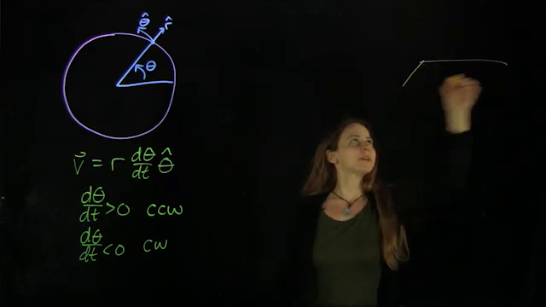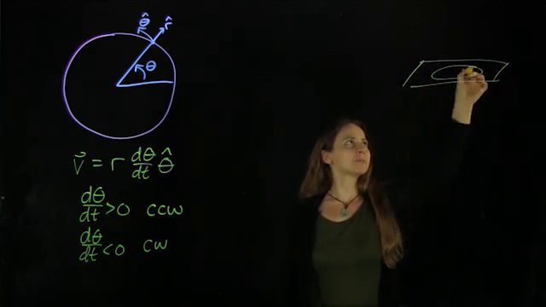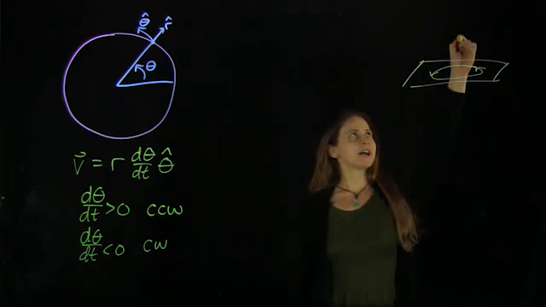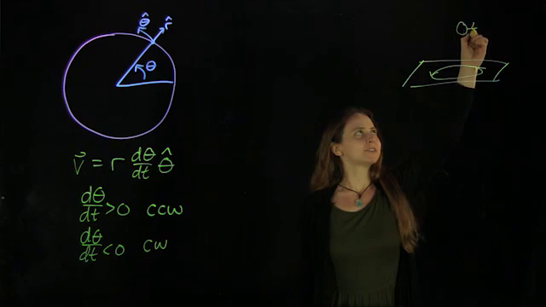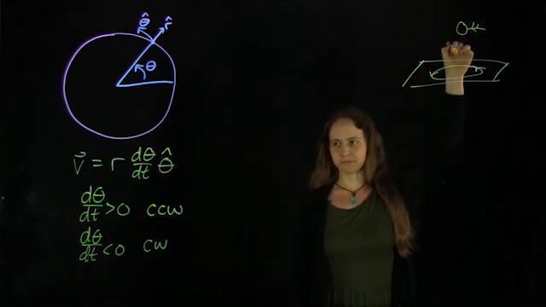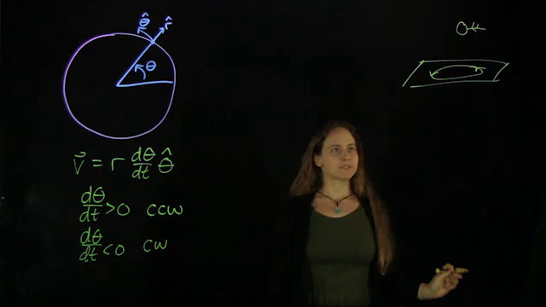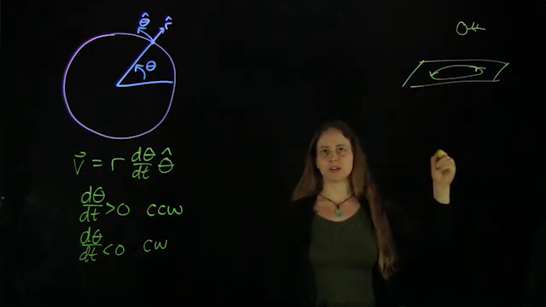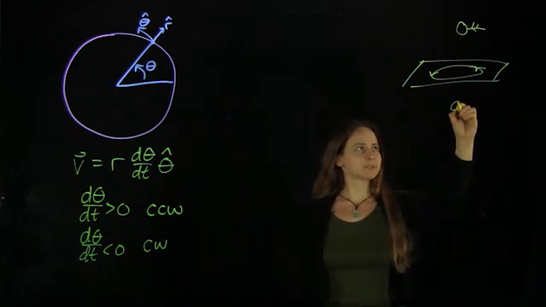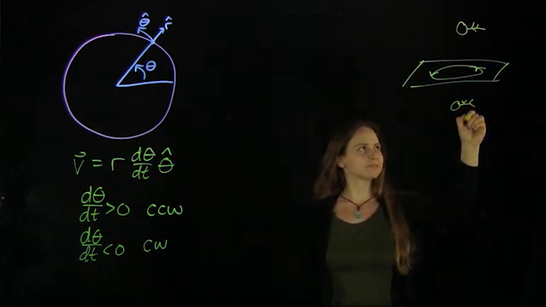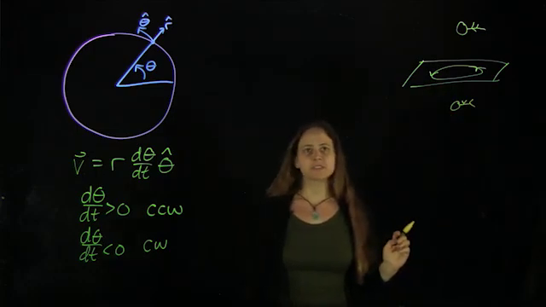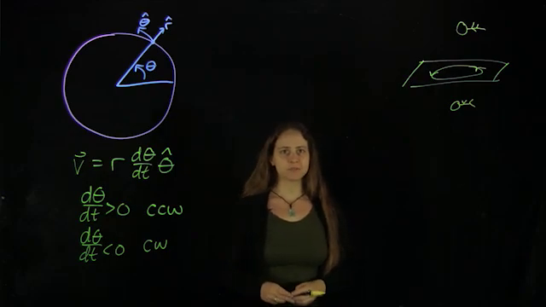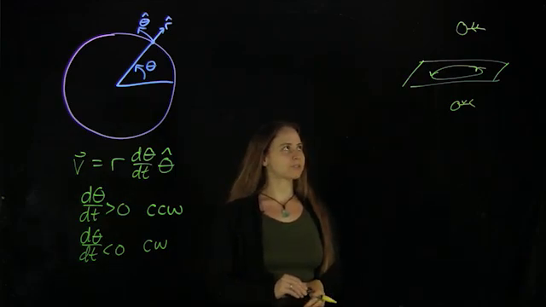If I have a plane like this, and some particle traveling in a circle like this, and I have some observer above the plane, looking down on this plane, then they will see this rotation as being in the counterclockwise direction. Whereas if I have another observer down here, looking up at this plane, they'll see the motion as being clockwise. And so you can see we have a need for a more formal definition for the rotation.